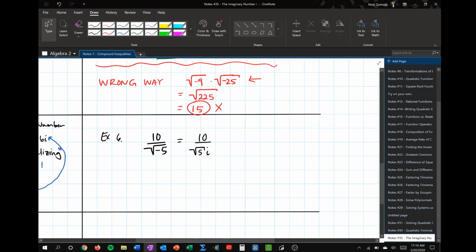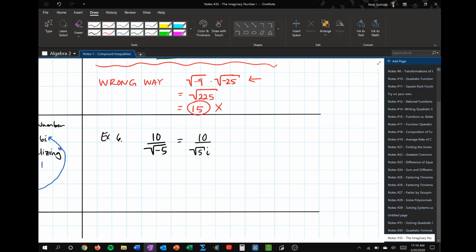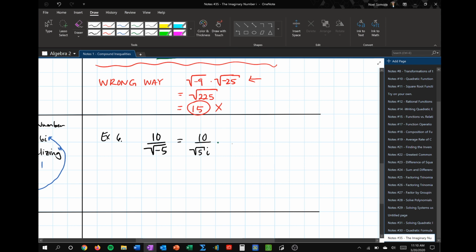Okay, moving back. So now, here, notice what I have in my denominator. I have an imaginary in the denominator. So what do I need to multiply by? I need to multiply by my denominator. So in this case, I've got to multiply by the square root of 5 times i, over the square root of 5 times i. It looks more complex, but it's not too bad.